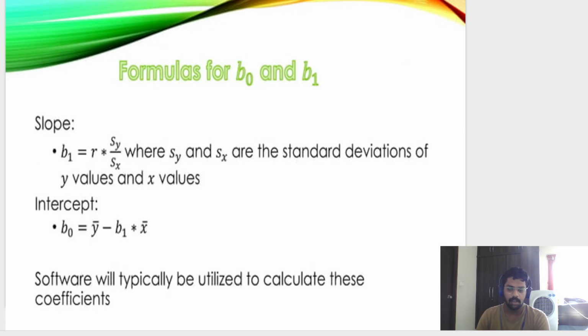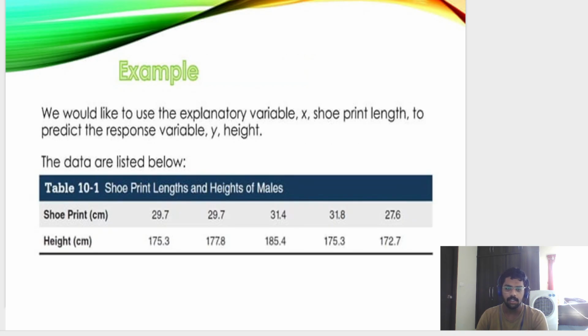So now if we talk about the formulas, then we have two parameters b0 and b1. b1 equals r times sy by sx, where sy and sx are the standard deviations of the y values and x values, and the intercept b0 equals y bar minus b1 times x bar. These are generally the equations that we need to keep in mind, and when you are creating a model, the software will automatically calculate these coefficients for you. So we just need to know this.